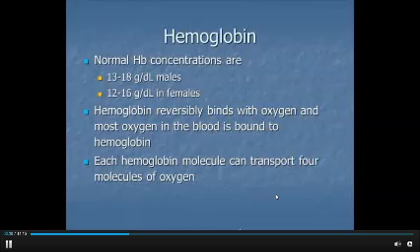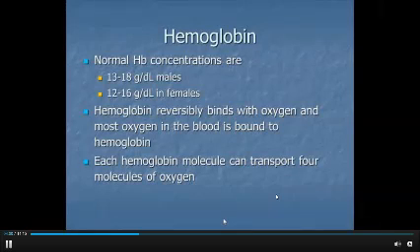You've heard about carbon monoxide poisoning. The danger here is that carbon monoxide, unlike oxygen or carbon dioxide, binds to hemoglobin irreversibly. And of course, if enough hemoglobin is bonded with carbon monoxide, there is none that can transport oxygen.